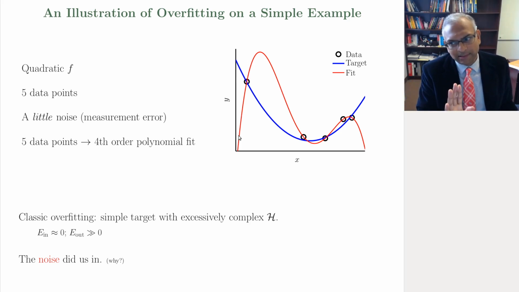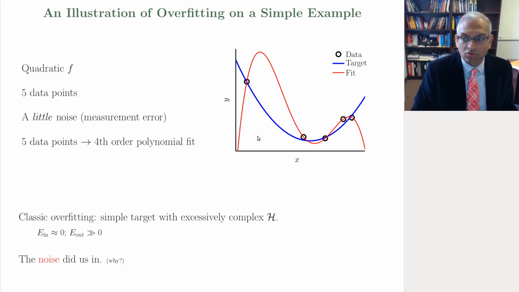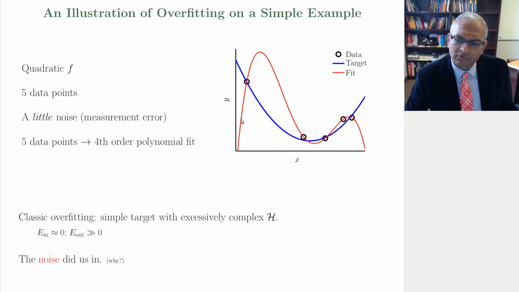But let's pause a little, think about it a little more. Let us play the thought experiment. What if the noise was 0? So what if I didn't add little measurement error? So now the 5 data points are on the blue curve. And there's a result from algebra, which says that 5 non-degenerate points can be fit uniquely by a 4th order polynomial, because you have 5 coefficients to set, you have 5 data points, and you get 5 equations and 5 unknowns you can uniquely solve. So there's a unique 4th order polynomial for any 5 non-degenerate points.